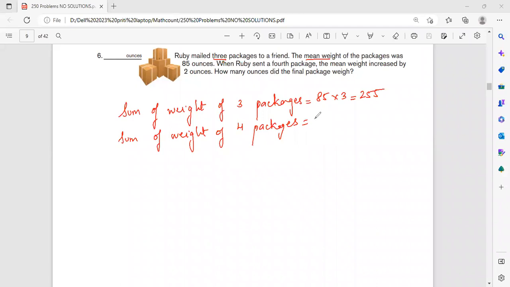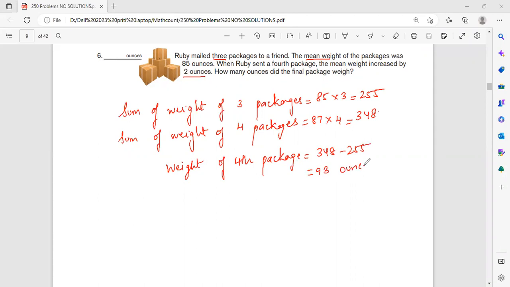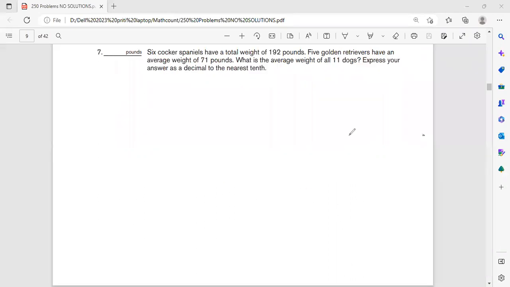The sum of the weight of 4 packages. So it's saying the mean weight increased by 2 ounces. So the mean weight became 87 and the number of packages are now 4. So that will be 348. So the weight of the 4th package will be 348 minus 255. So that will be 93 ounces. So my answer will be 93 ounces.